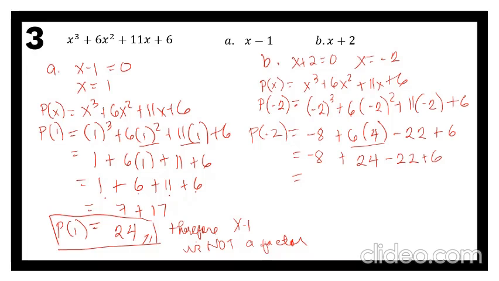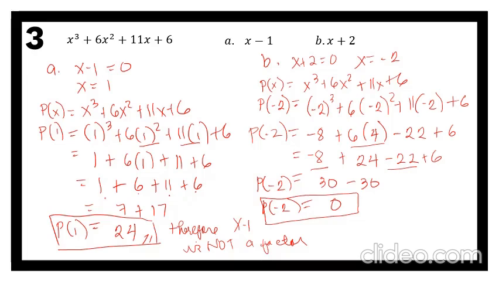Pagsama-samahin ang positive at negative. So, 24 plus 6, the answer is 30. And negative 8 plus negative 22, the answer is negative 30. So, positive 30 minus 30, the answer is 0. So, therefore, since the answer is 0, therefore, x plus 2 is a factor.